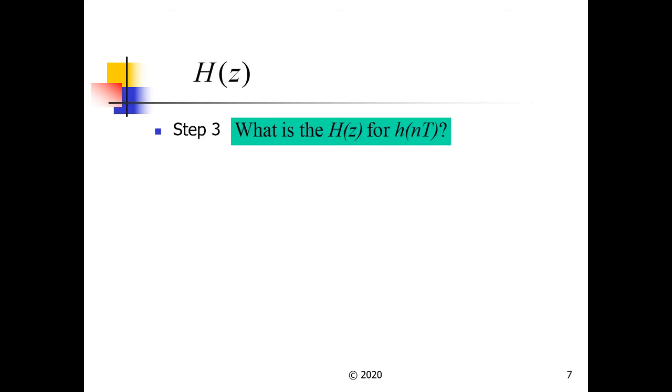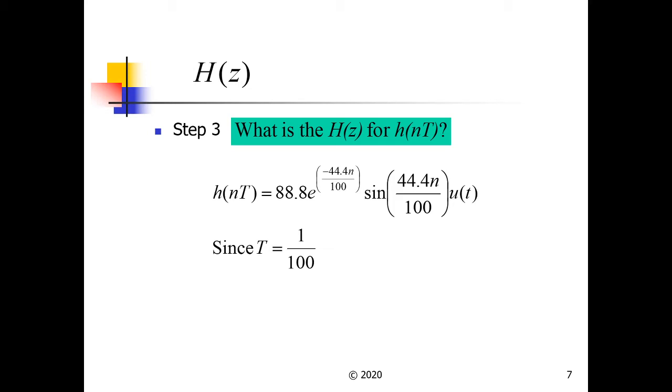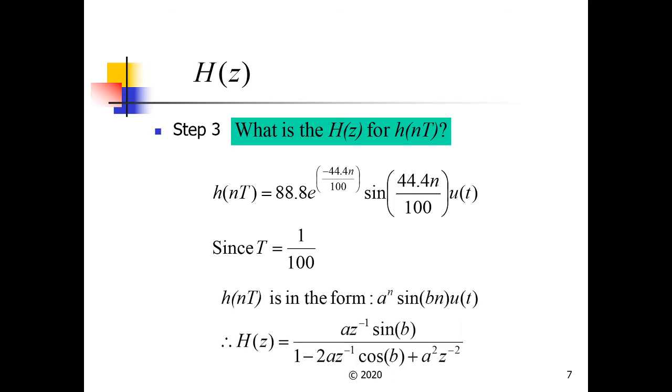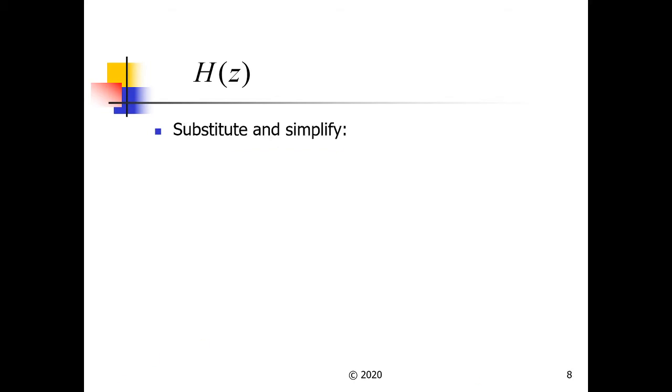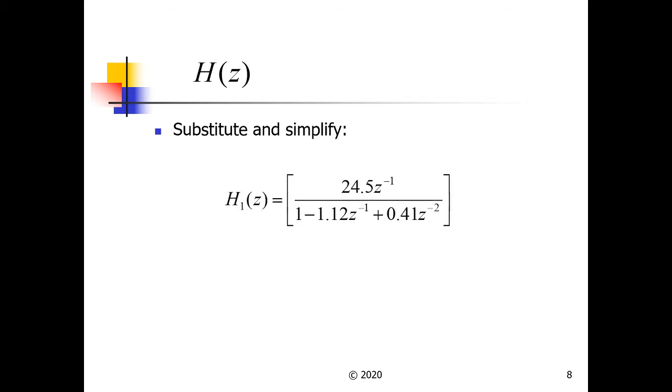Step 3 is that because now we have the h(nT) function, we need to transform this into H(z) using the z transform tables. We can see that h(nT) is in the form a to the power n sine of bn multiplied by the unit step. And the associated transform for this in H(z) is given from the Laplace table here, which we can see at this point here. So after we do the substitution and simplify it and so forth, H1(z) here is basically going to end up in this form here.